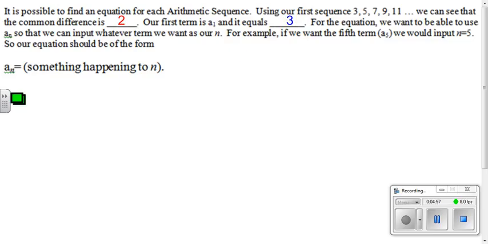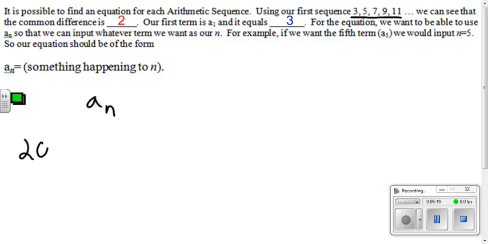So anytime we're trying to create an equation for a sequence, we want to be able to use a sub n so that we can plug in whatever term we want, n. So say we have all these terms here, but we want to know what is the 20th term.